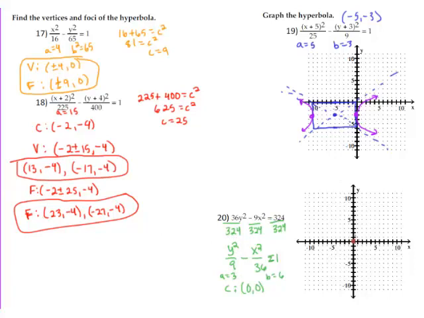So start at 0, 0, we go up and down 3. We go left and right 6. Draw your box. Draw your diagonals.